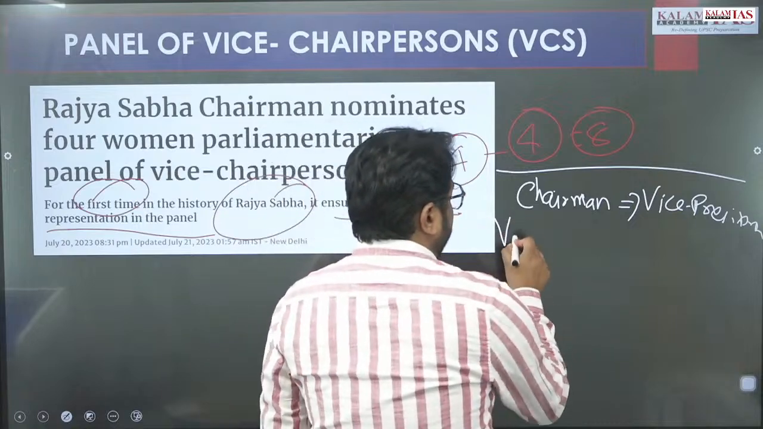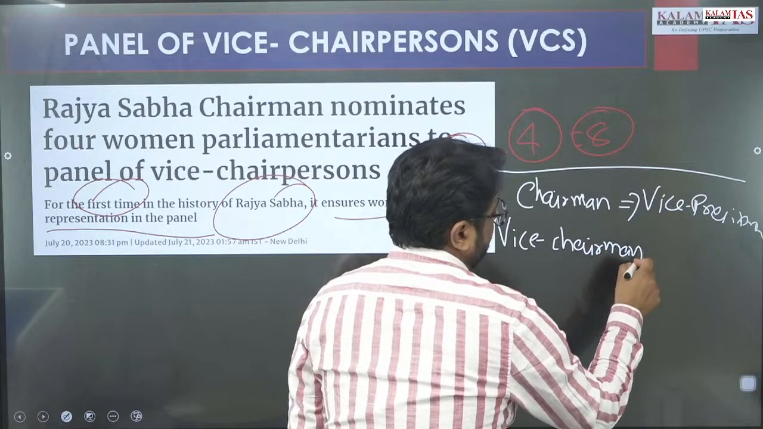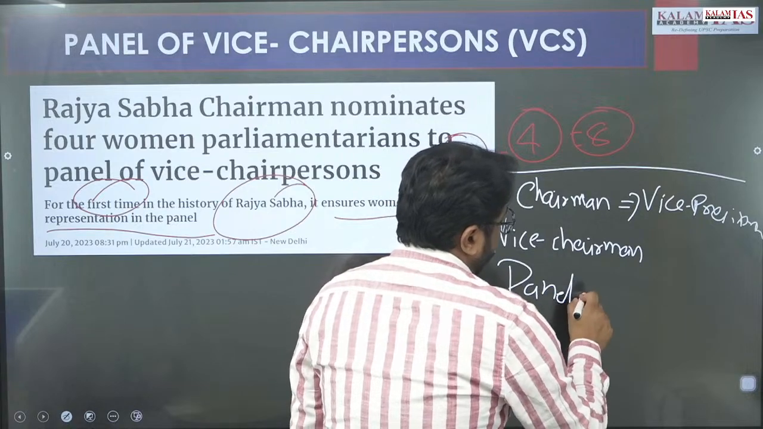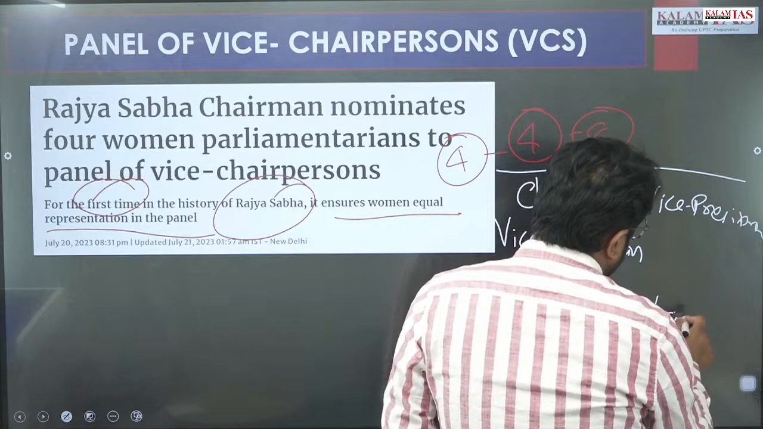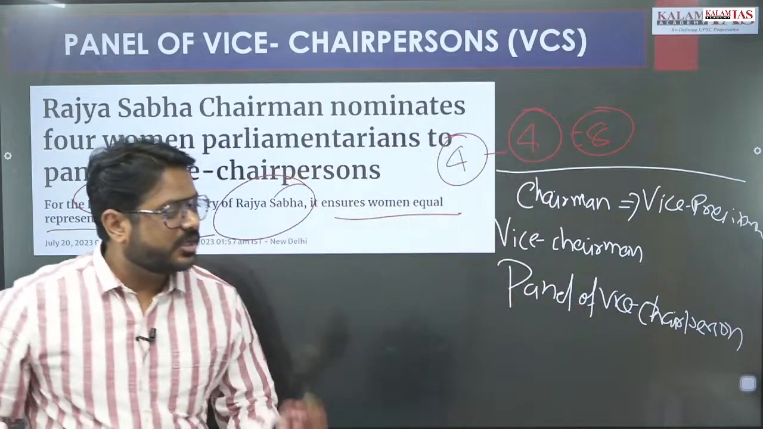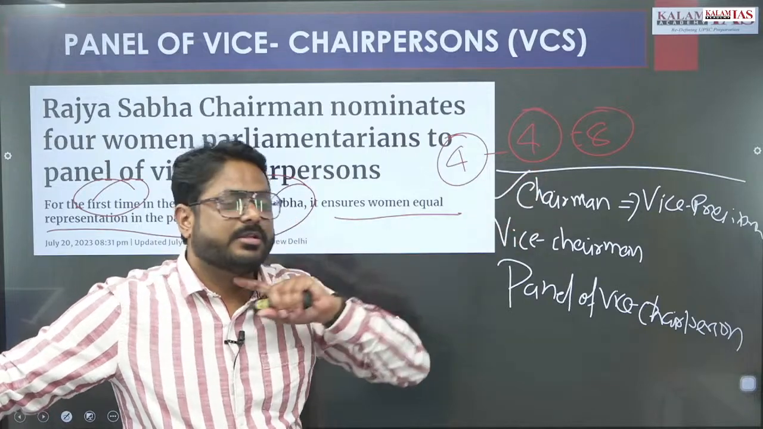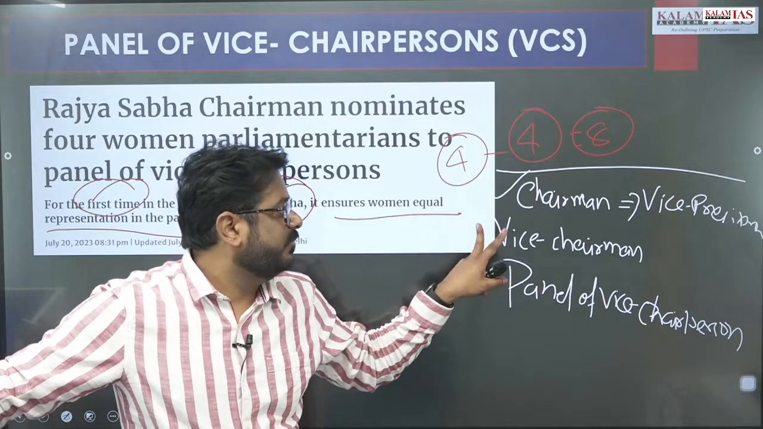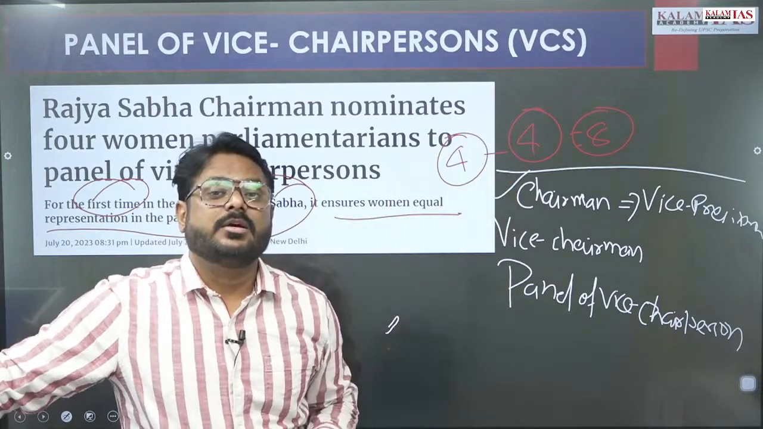Another is Vice Chairman, right. And another is panel of Vice Chairperson, right. So first of all, who will be presiding the Rajya Sabha? Chairman will be presiding over the Rajya Sabha. If the chairman is absent, who will be presiding? Vice chairman will be presiding the Rajya Sabha. If vice chairman and the chairman both are absent, who will be there?